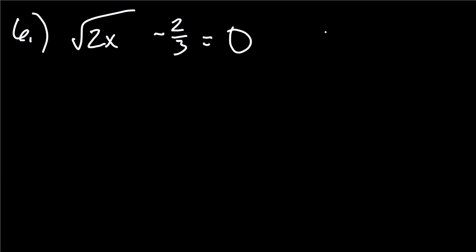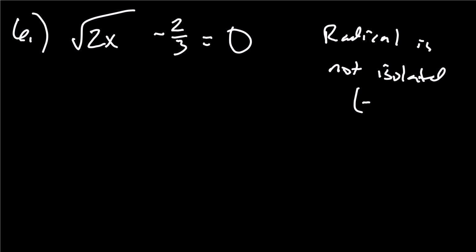Alright, so number 6, the radical is not isolated because minus 2/3 is out of jail.